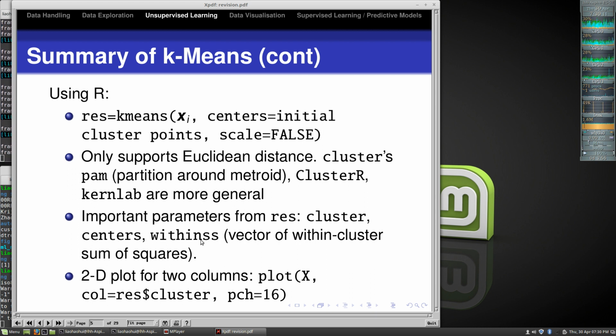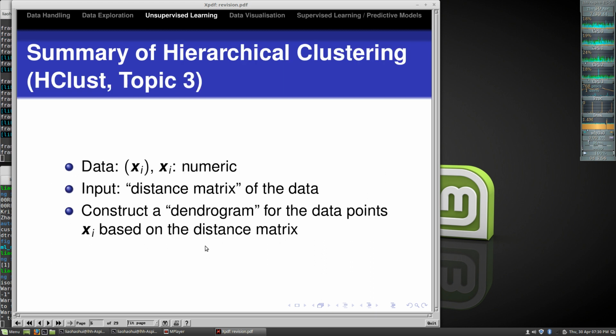There are some important parameters which we mentioned in the practical class, but in the final assessment, basically it's just direct calculation to get to the clusters based on updating the centers. So nothing complicated.